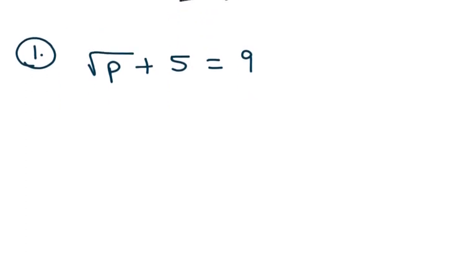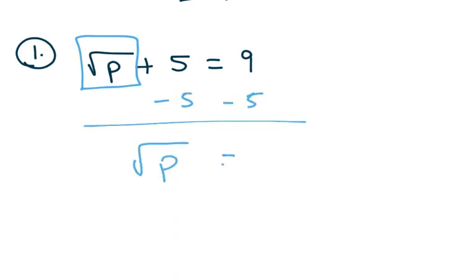So, as a general rule of thumb, whenever you're solving equations, the goal is to get whatever the square root, in this case, the function, by itself. So the idea here is, let me subtract 5 and get the square root of p by itself. So the square root of p equals 4.